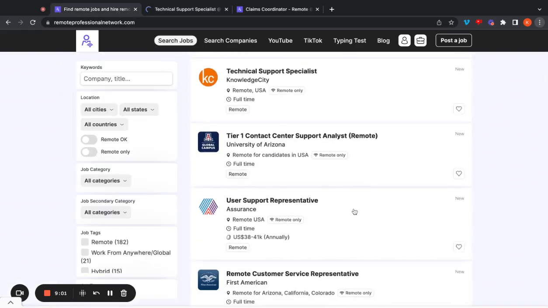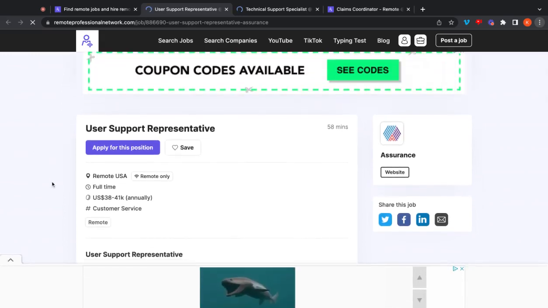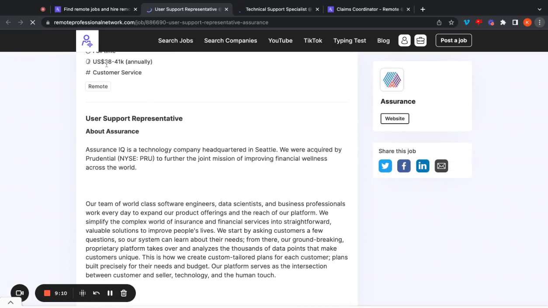All right, a few other ones. Let's go to this user support representative for Assurance. This is an insurance company, guys. This is going to be a full-time position, $38,000 to about $41,000 per year.